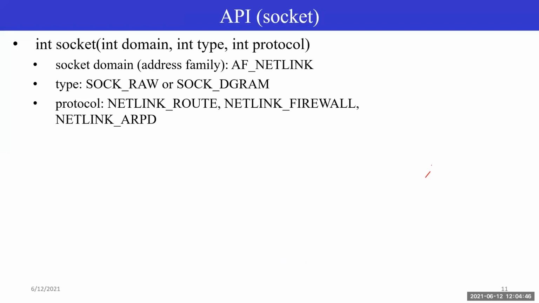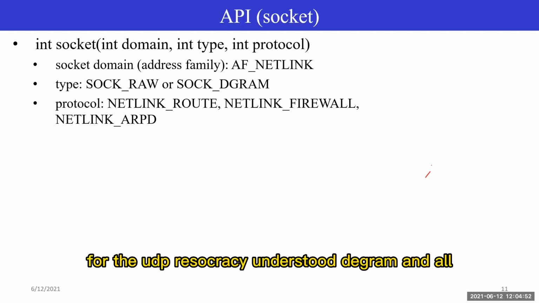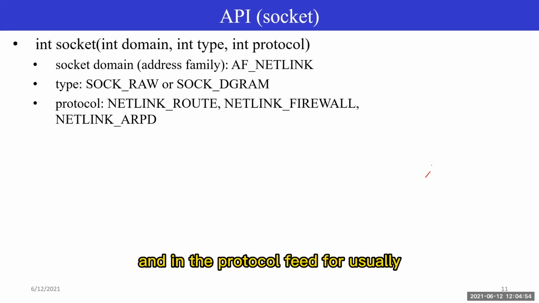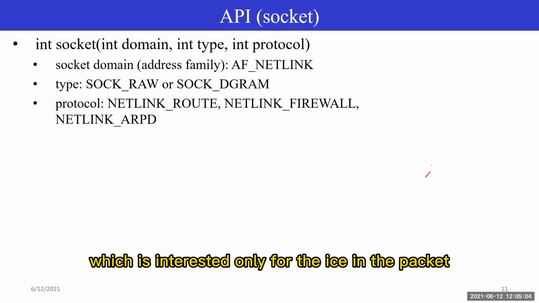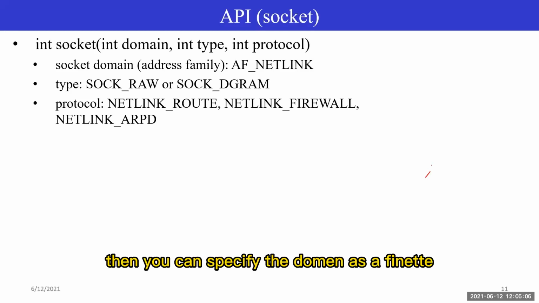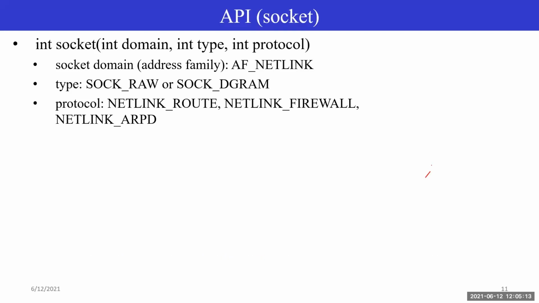The type for TCP is SOCK_STREAM. For UDP it is SOCK_DGRAM and so on. And in the protocol field, usually for TCP and UDP, we specify the name. But say you are creating a raw socket which is interested only in the ICMP packet, then you can specify the domain as AF_INET, the type as SOCK_RAW, and the protocol could be IPPROTO_ICMP.